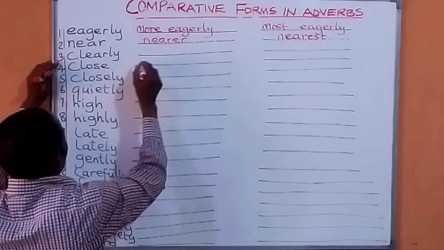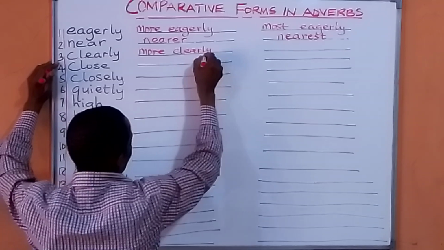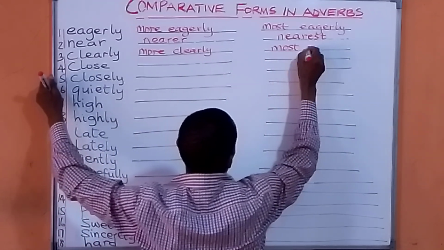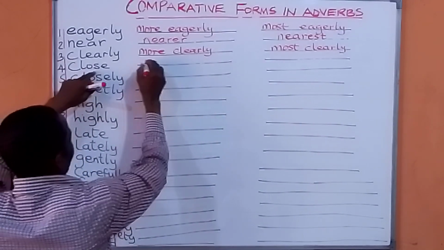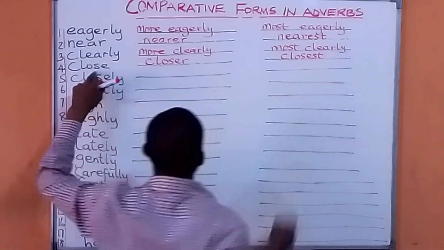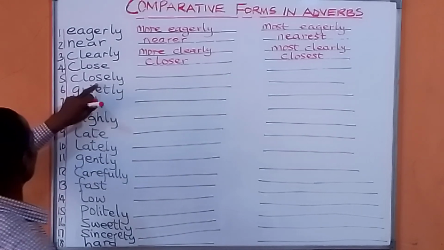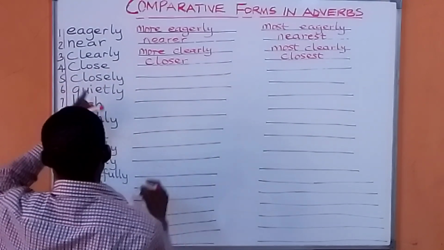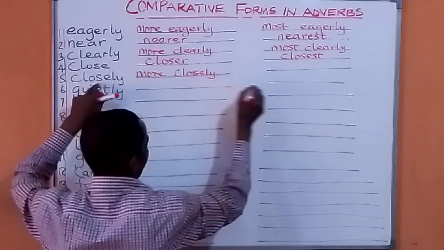Let's go to the next one, clearly. Ly is there, so you write more clearly, most clearly. Okay? Close. There is no ly here, so you put it as closer, closest. Where there is no ly there, you put er and est. This is close, closer, closest. But you have closely here, so you write more closely, most closely.